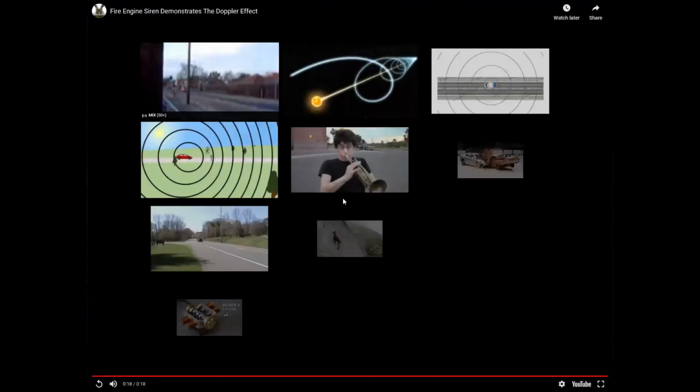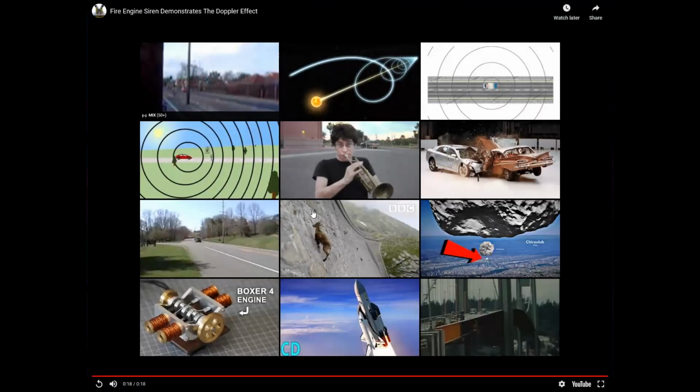So hopefully you're able to hear the increased pitch or the higher frequency of the emergency vehicle as it was approaching the observer, and as it was driving away from the observer, we experienced a lower frequency or a lower pitch. Again, this is because the space in between the source of the sound and the observer is being compressed as it's moving towards the observer, and as it's moving away from the observer, the wavelengths are being stretched.